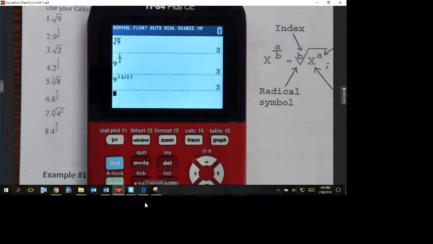Okay, I'm going to stop talking for a moment. I want to see that you know how to type in 3 through 8 and find answers.